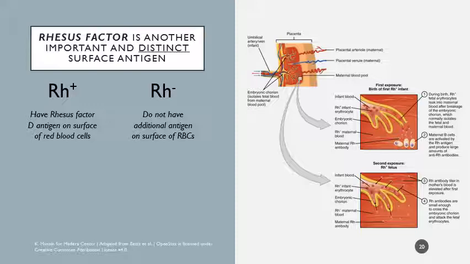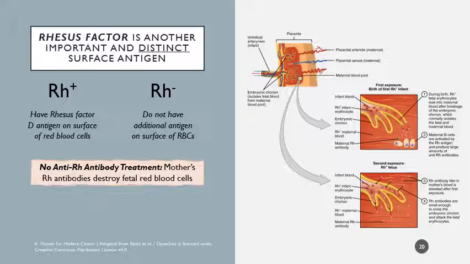That means someone who is type A positive has the A antigen, has the rhesus factor antigen, but does not have the B antigen. Someone who is B negative has the B antigen and no rhesus factor antigen.